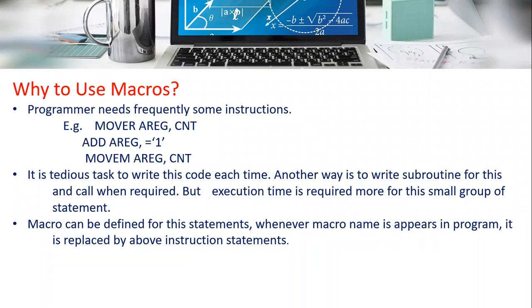But statements in the subroutine appear only once. In case of a subroutine, we write the program once. Only control will transfer from one location to another location. Now, execution speed requires less time for macros, and execution speed for subroutines requires more time because of transferring the control from one location to another location.